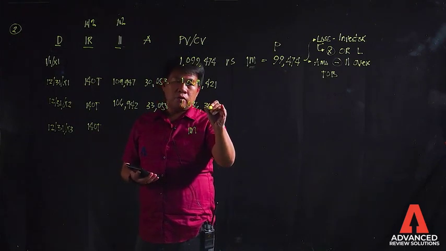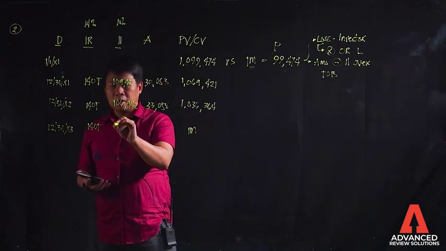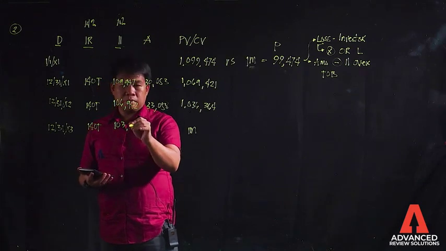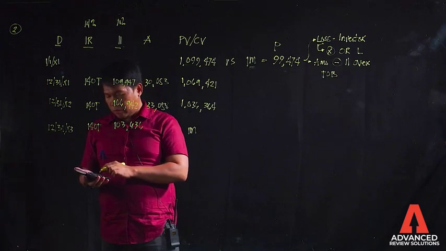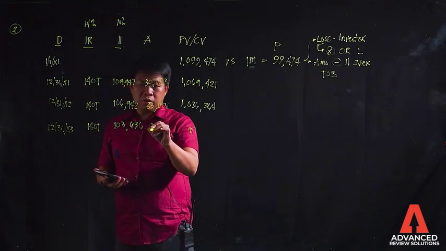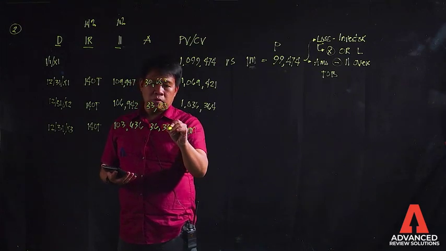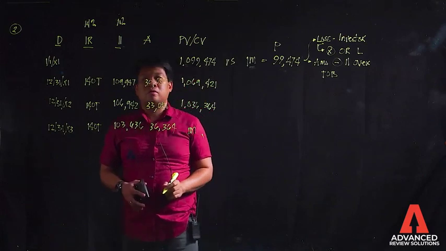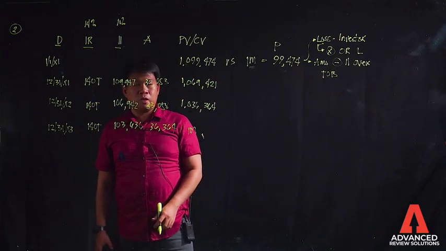1,036,364 times 10%, so this is 103,636 minus 140,000 equals, this is 36,364. Okay, memory plus recall, balik ka dyan sa 1 million pesos. So this is now the complete effective interest method of amortization.